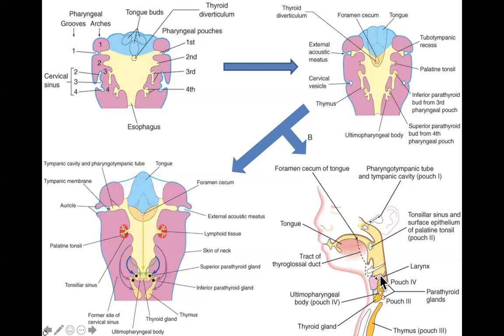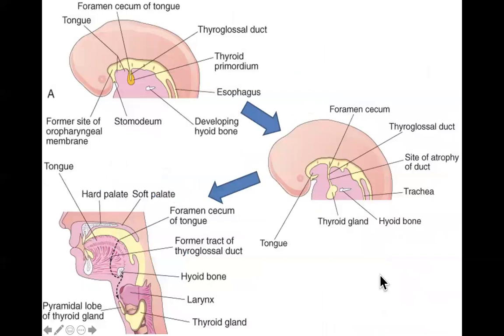Now that's a good time to talk about the formation of the thyroid gland, okay? Something that you're going to want to know about the thyroid gland for the quiz is that it is the first functional endocrine gland. Let me say that one more time. The thyroid gland is the first functional endocrine gland, right?